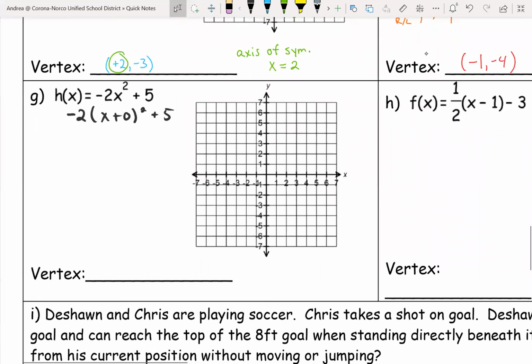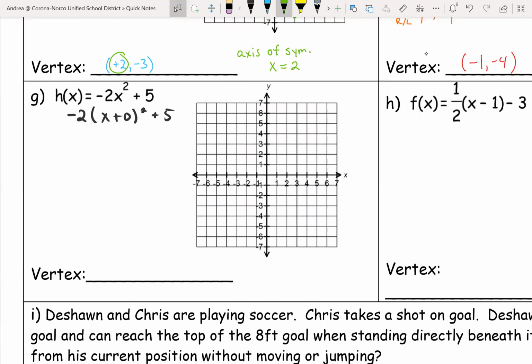So again, our vertex here, since there's nothing in the parentheses with the x squared, it's just 0. You can write it like this as well. Know that these two things are the same. So your vertex is at (0, 5). I go where x is 0 and y is 5, which is right up here. My axis of symmetry is right down the center at x equals 0.